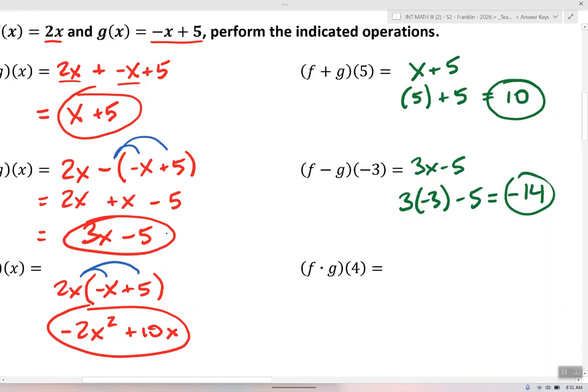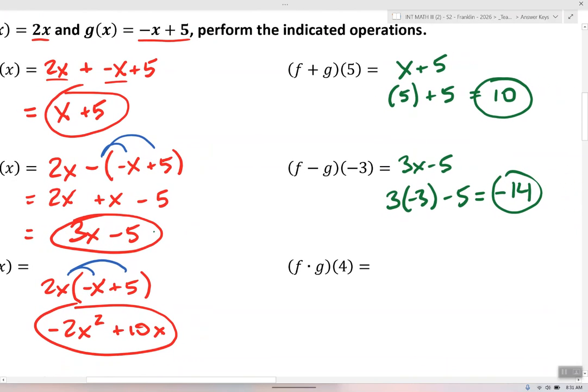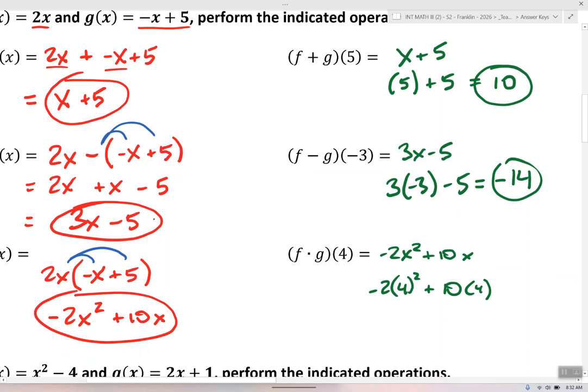And lastly, with the multiplication, f times g of 4, we have f times g of x over here, negative 2x squared plus 10x. Okay, so now we'll put 4 in for x. And we've got a little more work to do, but that's okay. 4 squared is 16, so we've got negative 2 times 16 plus 10 times 4 is 40. That's negative 32 plus 40, which equals 8.